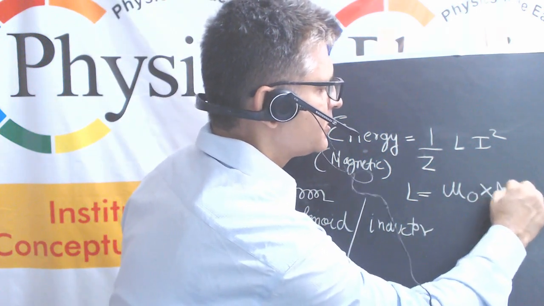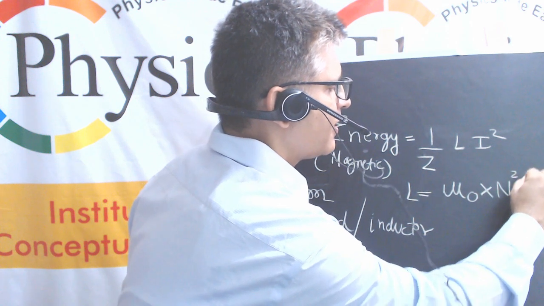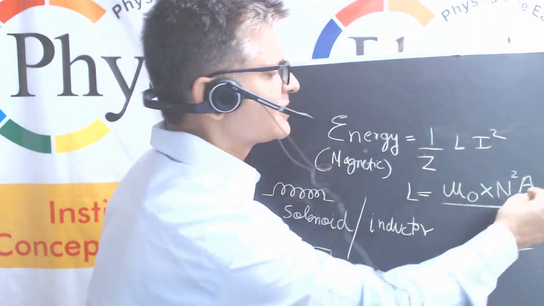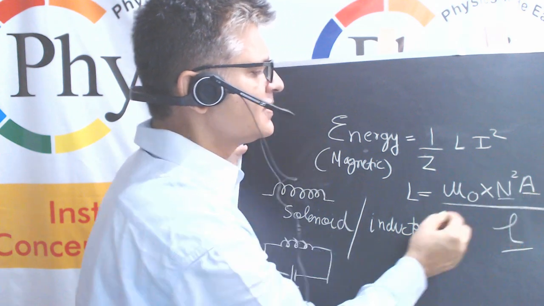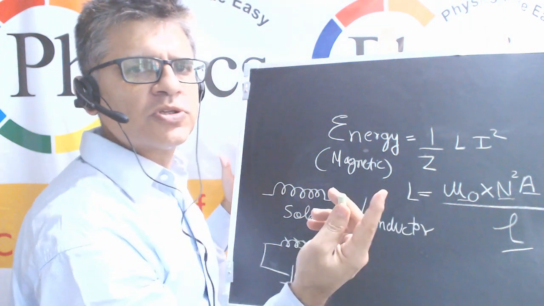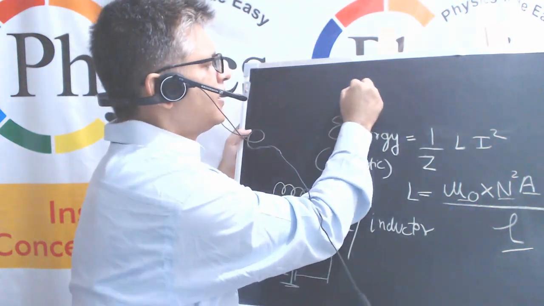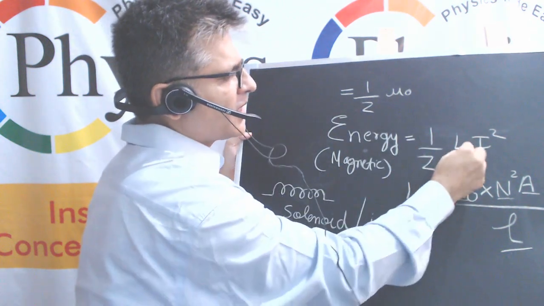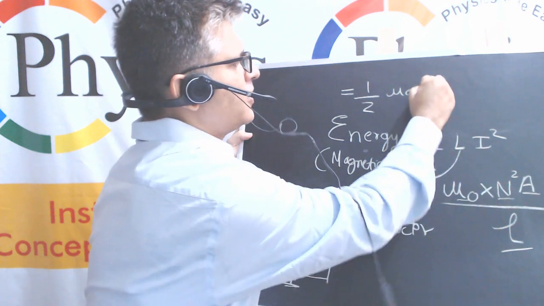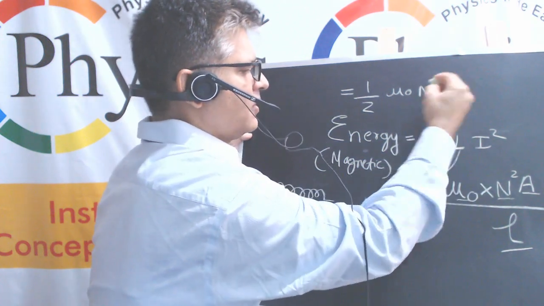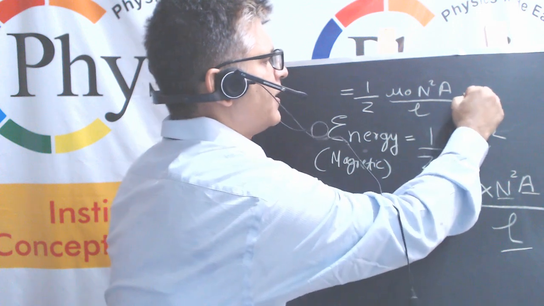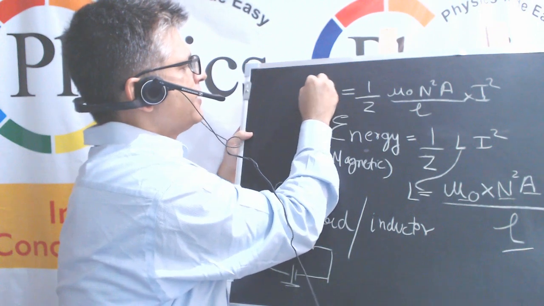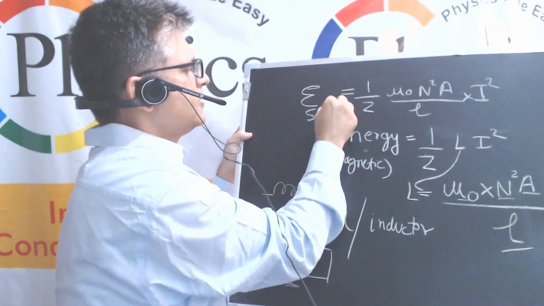Now, the point being made is that the inductance of a solenoid, assuming the medium is vacuum, is mu naught n square A by l. So you can see this is the length of the solenoid, this is area, and this is number of turns. So I'm going to substitute the value of inductance in this formula and make it half mu naught n square A by l multiplied by I square, okay? So this is your energy stored in a solenoid.